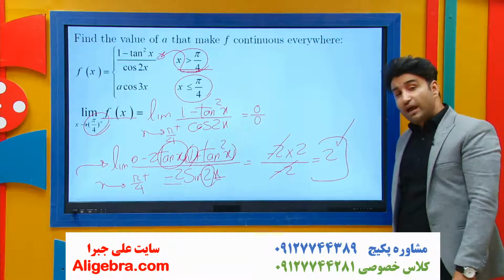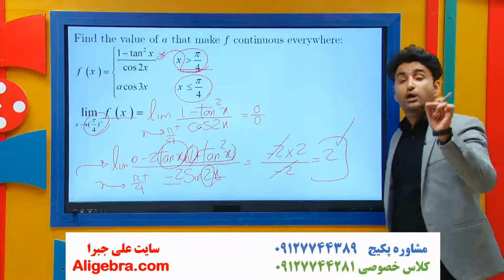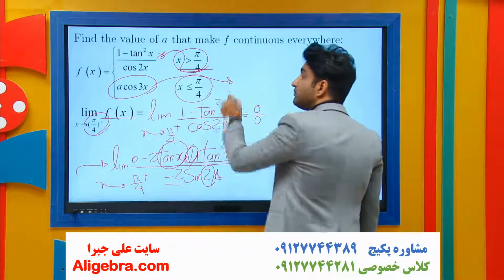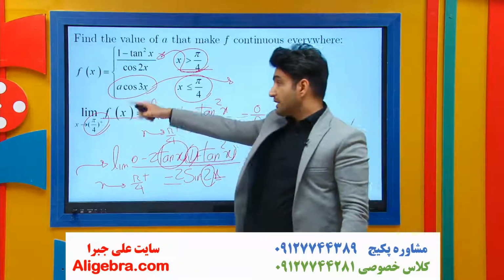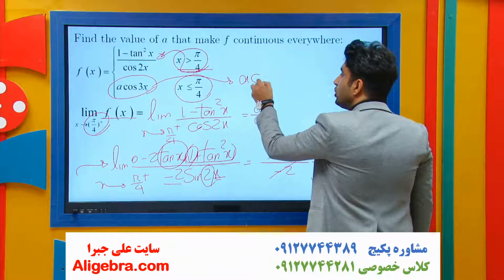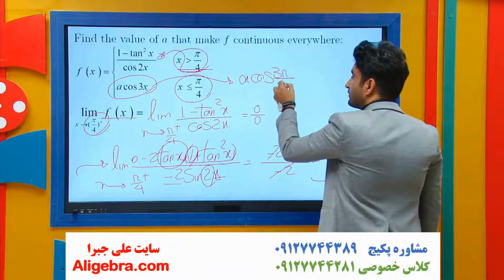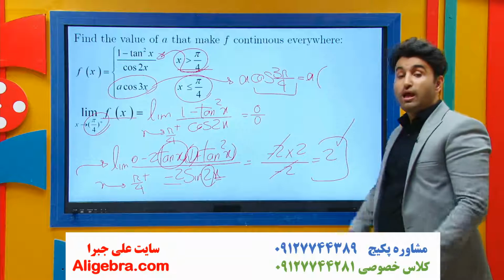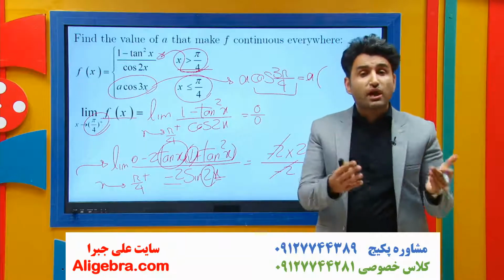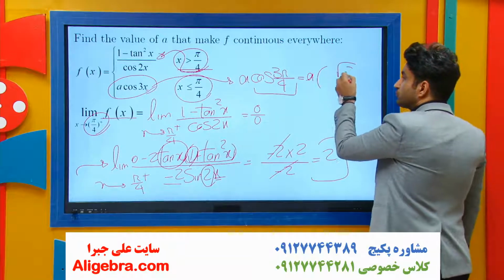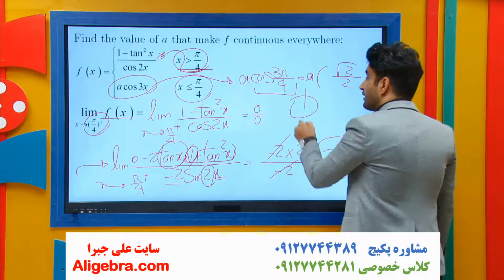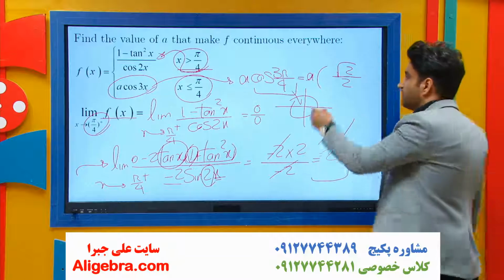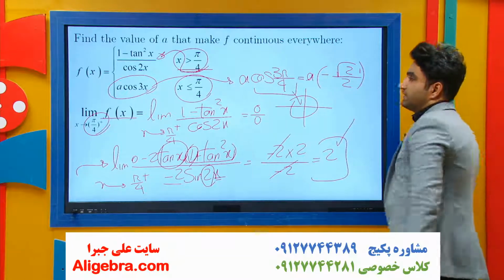Now the limit of f of x as x approaches pi over 4 from the left. We must use this function. If I replace x with pi over 4, I have a cosine 3 pi over 4. So a times the cosine 3 pi over 4 is equal to the cosine pi over 4, which is the square root of 2 over 2. But we are in quadrant 2, which means cosine is negative. So we must use a negative in front of the constant.